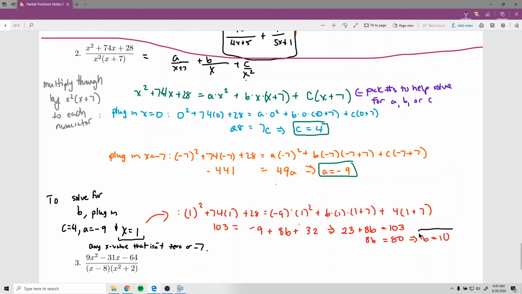All right, but that is our b. So we've got our A, B, and C. And once you've got them, then plug it in. A is -9. B was 10. And C was 4. Okay. And that is our partial fraction decomposition of this one.